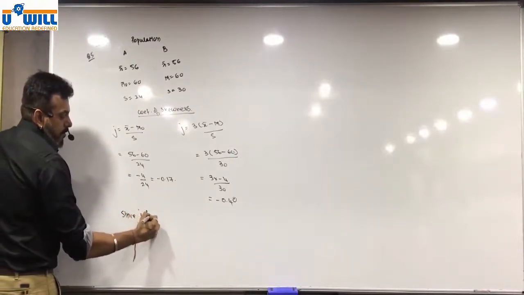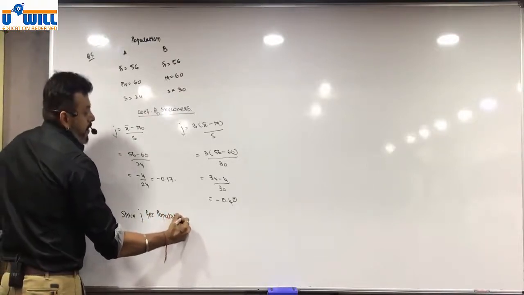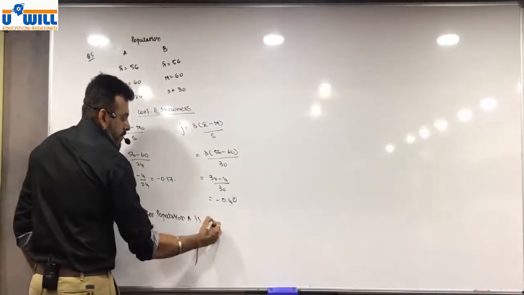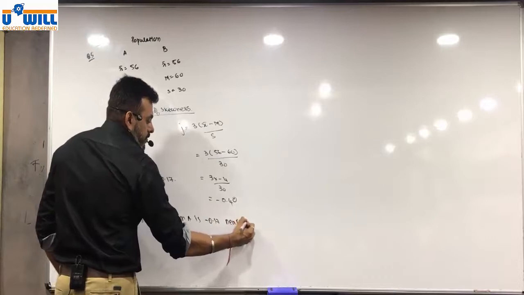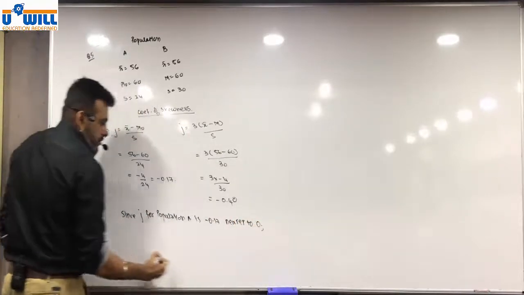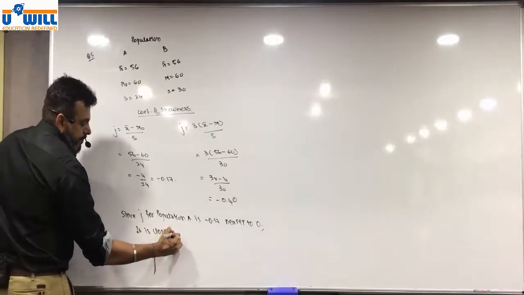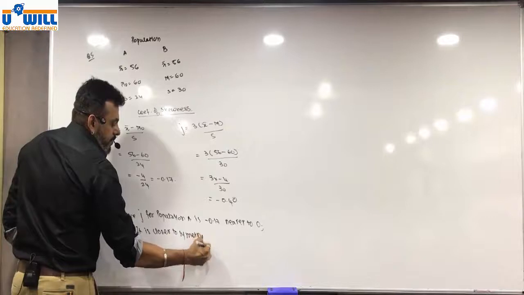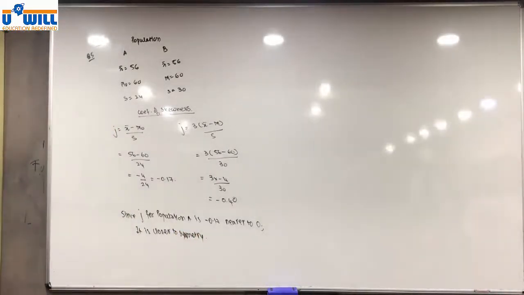Since J for population A is minus 0.17, nearer to 0, it is closer to symmetry.